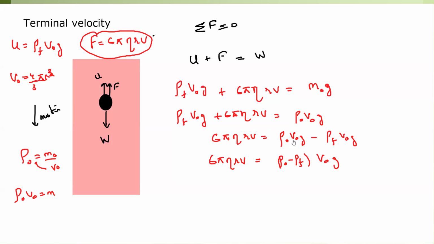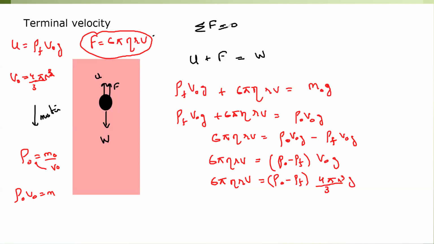Why did we not cancel these two? Because this is the density of the object and this is the density of the fluid. These two values are not the same, so we cannot cancel. Now we further simplify. 6 pi eta rv equals density of object minus density of fluid, times the volume of object, 4 by 3 pi r cubed, times gravity.